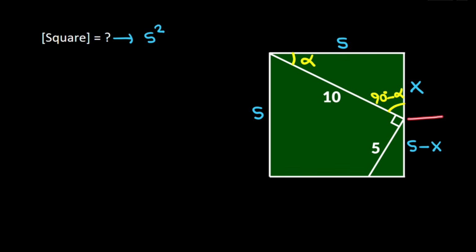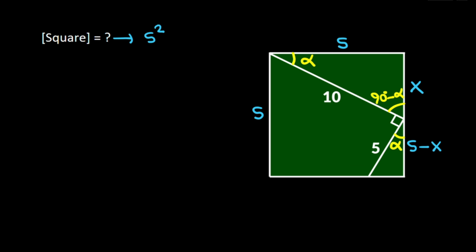Now go to the right side, where the two lines meet. That straight line makes 180 degrees. One angle is 90 minus alpha, so the last angle must be alpha. So both triangles share the same angle alpha, and both are right triangles. That means they are similar. So their sides are in the same ratio.